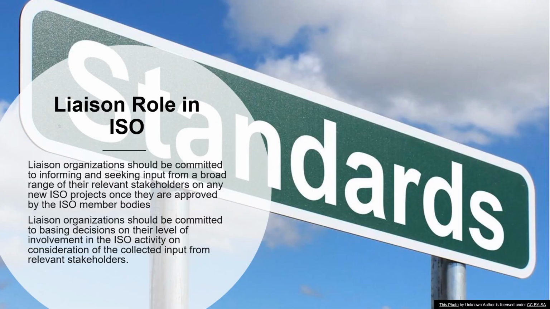In regard to that liaison role in ISO, a liaison organization has to be committed to keeping everyone informed, the constituents within their relevant stakeholder base. As a general rule, it's those members that have an interest that are serving on your MIR committee. They also have to be committed to basing their decisions on their level of involvement in the ISO activity that's before them. For instance, currently we're looking at the Earned Value Management Implementation Guide. So those individuals that are serving on the committee that have an interest in and relevant knowledge in regard to that subject matter are encouraged to participate.